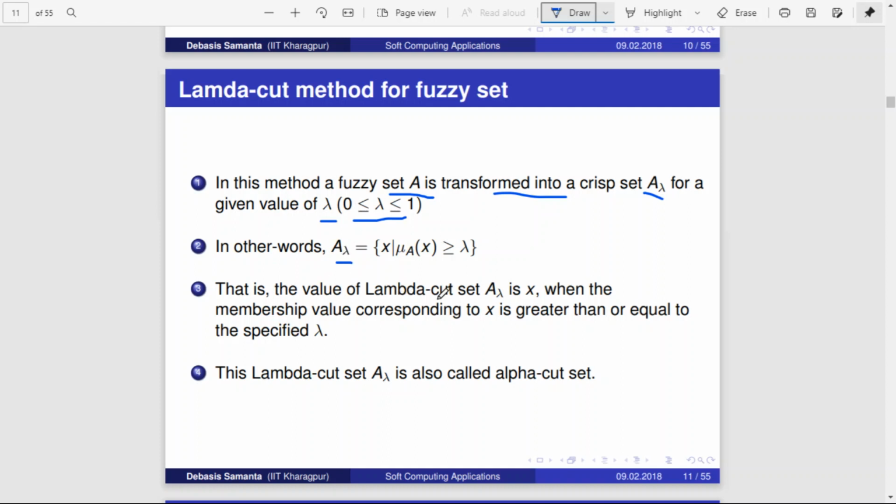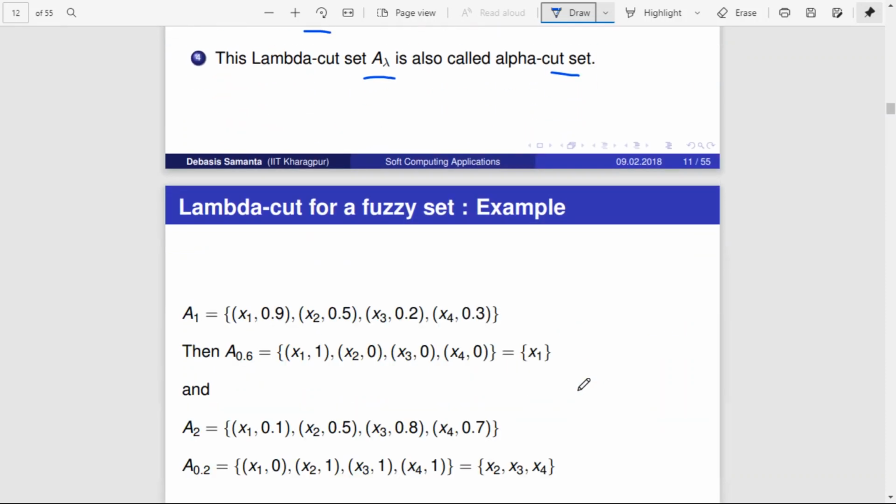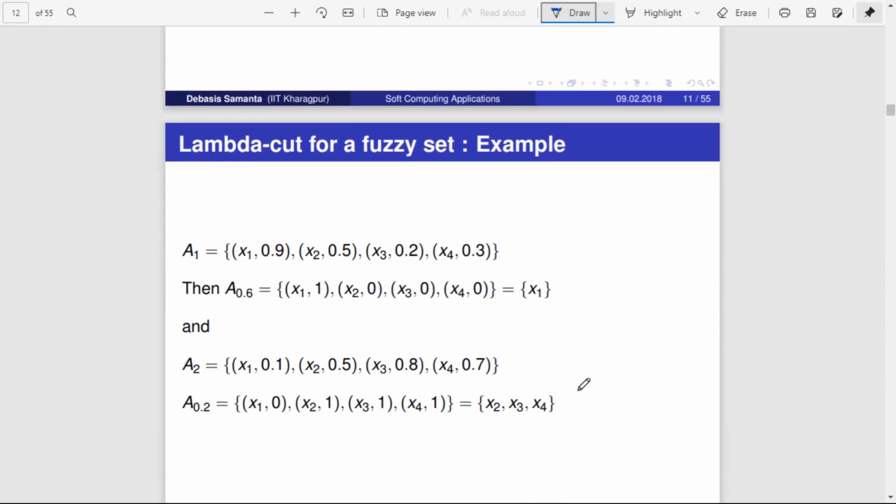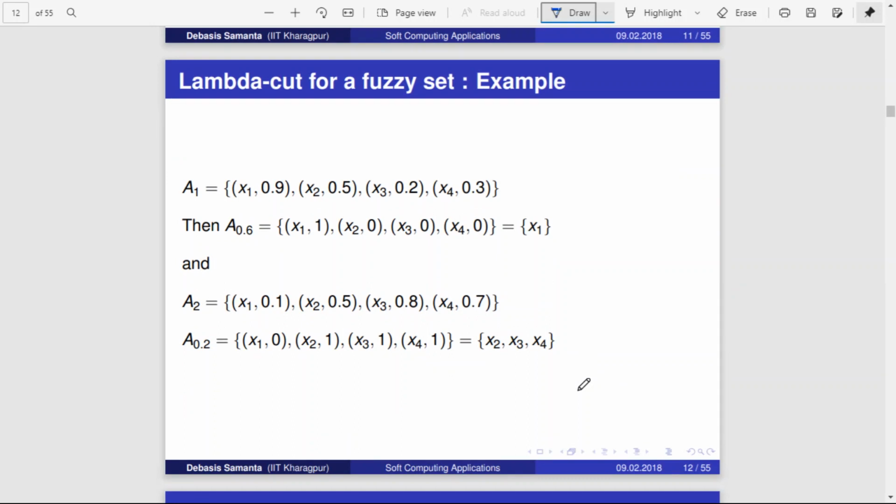Okay, that is the value of lambda cut set A alpha: x when the membership value of the corresponding x is greater than or equal to lambda. So the lambda cut method for set A is also called the alpha cut set, right? As we have discussed, we will be discussing the lambda cut method for fuzzy sets and also fuzzy relations. First we are discussing lambda cut for a fuzzy set with an example.